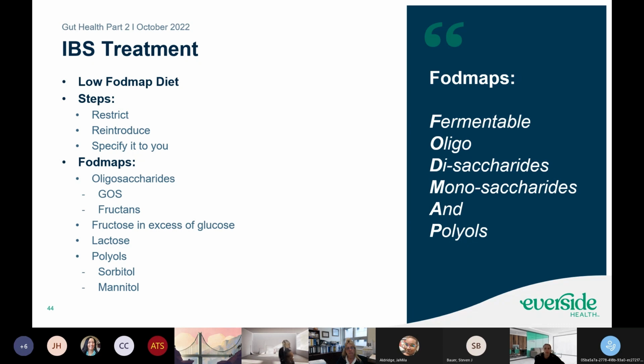So our FODMAPs are going to be oligosaccharides, which is going to include GOS and fructans. Fructans tend to be in fruits and things like that. We'll see that. Fructose and excess of glucose. So for example, honey is pretty much equivalent glucose to fructose.